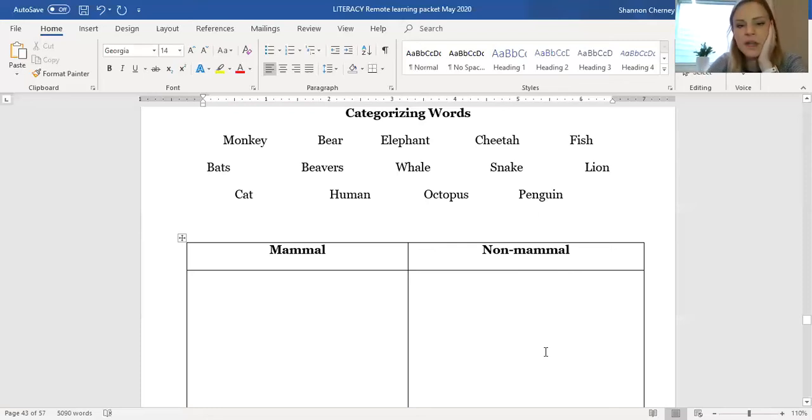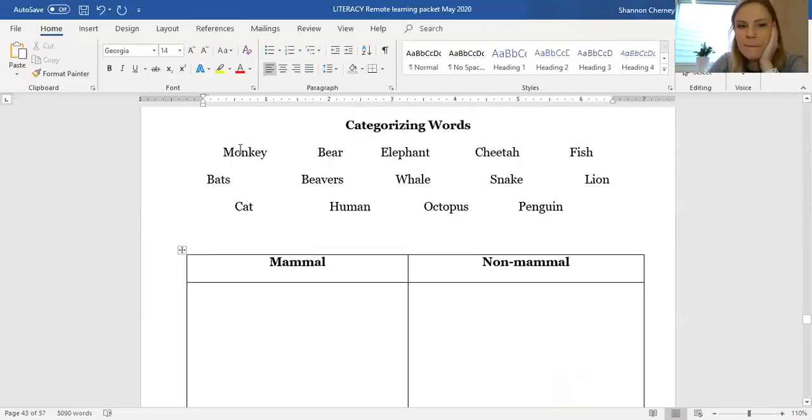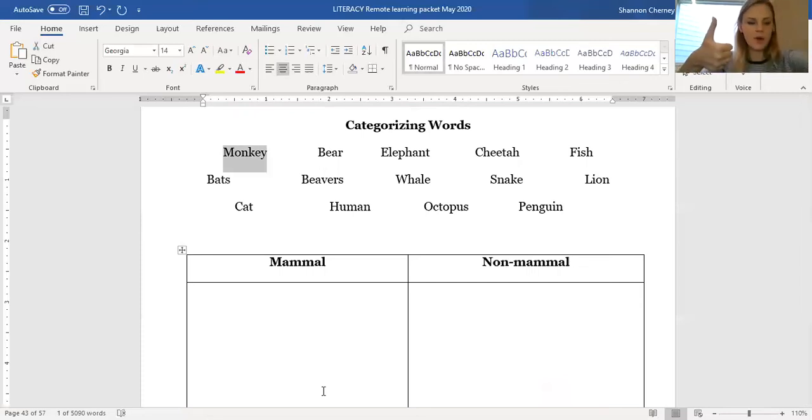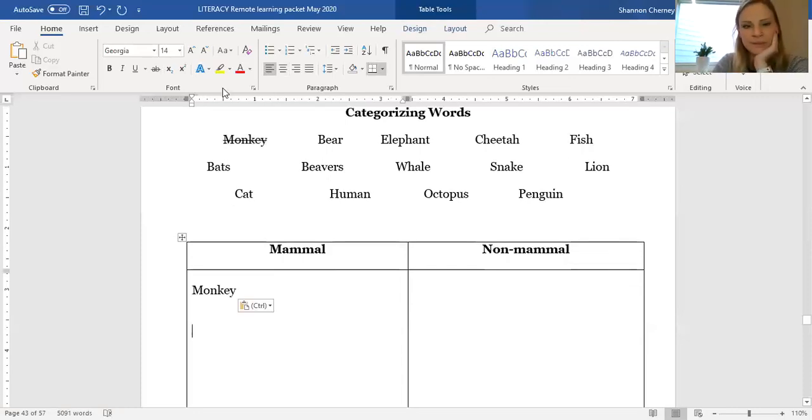So let's do some of them on our own. First one's easy, monkey. Is a monkey a mammal? Thumbs up or thumbs down? Does a monkey lay eggs? No. And does a monkey have fur or hair? Yes. So we would take monkey and we would place monkey in the mammal category. Let's try a different one.